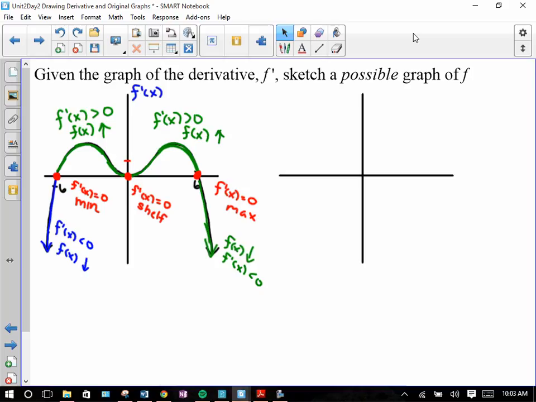So now we have to graph that. We'll go ahead and put our maximums and minimums on there. At negative 6, there is a minimum, so we're going to put it down here. At positive 6, there is a maximum. And at x equals 0, there's going to be a shelf of some sort.